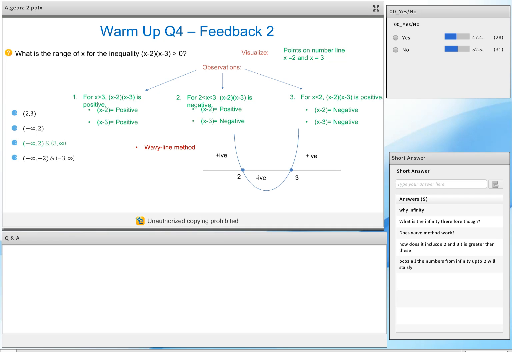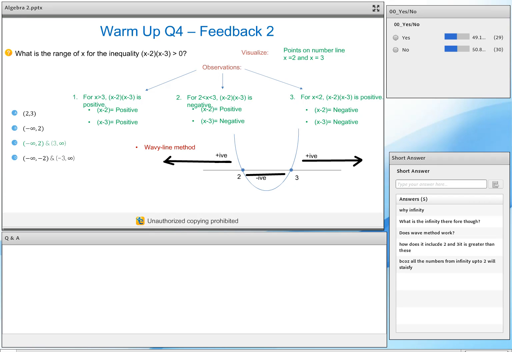And then you make your observations. For any values of x less than 2, the product is always positive. For any values of x greater than 3, the values are always positive. And as long as you are within these two values, the value of the product is going to be negative.